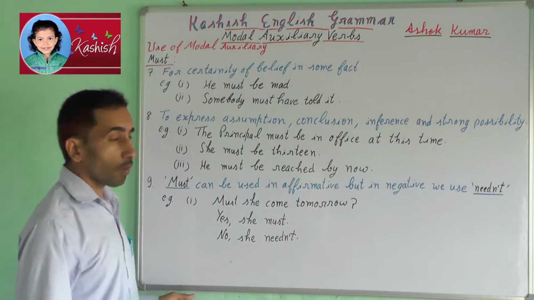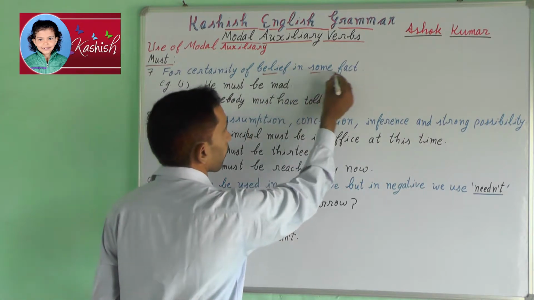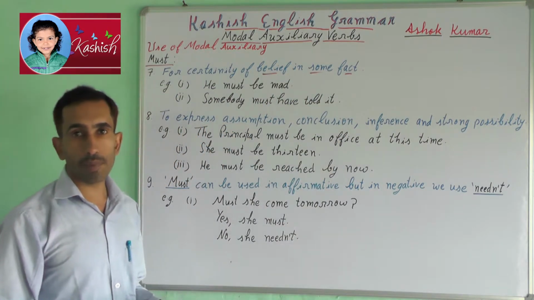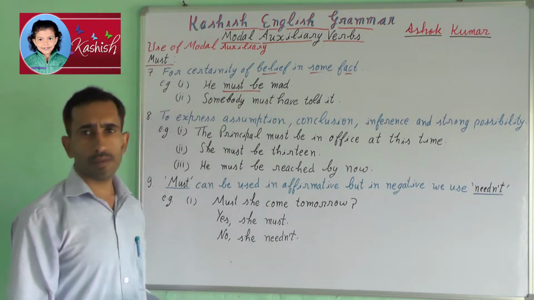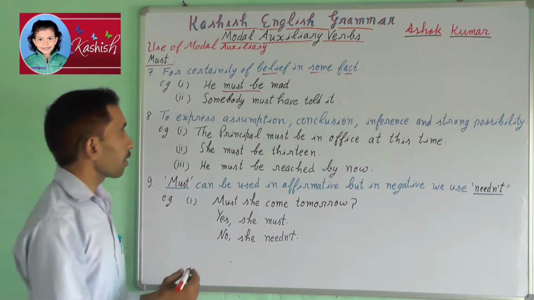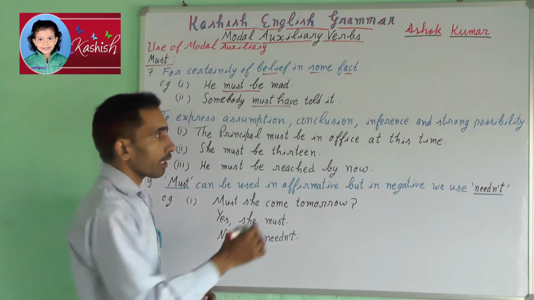Seventh, for certainty of belief in some fact. For example, he must be mad. Next, somebody must have told it.